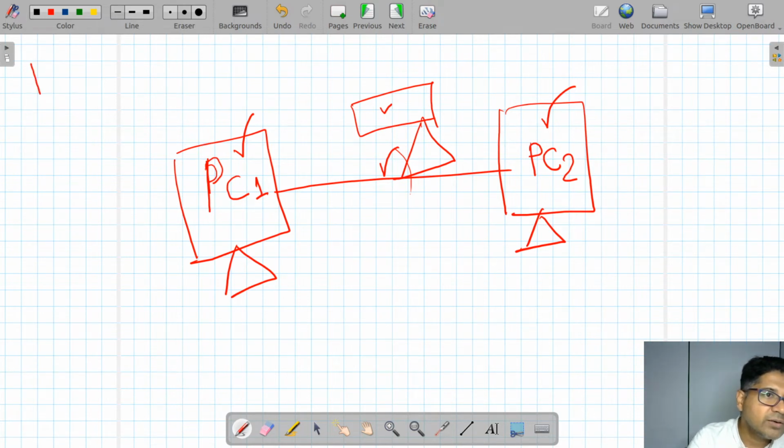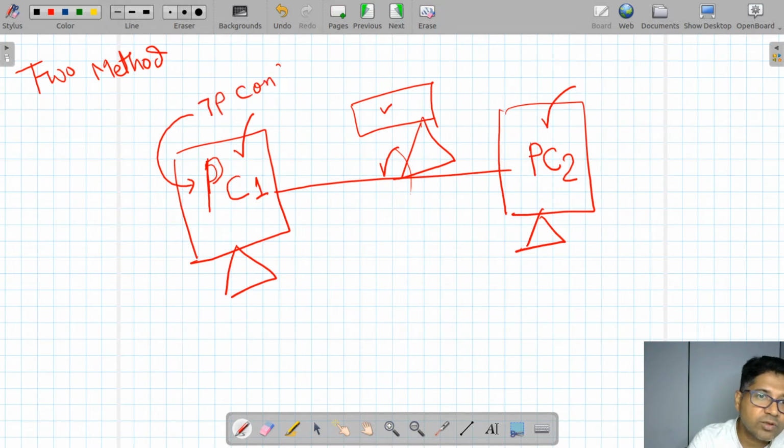How many methods? Tell me. There are two methods of assignment of IP. What do you mean by assignment of IP? It means a PC is going to be configured with an IP. There are two ways we can configure IP.